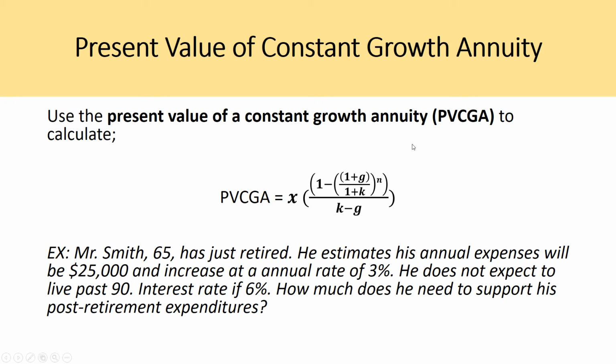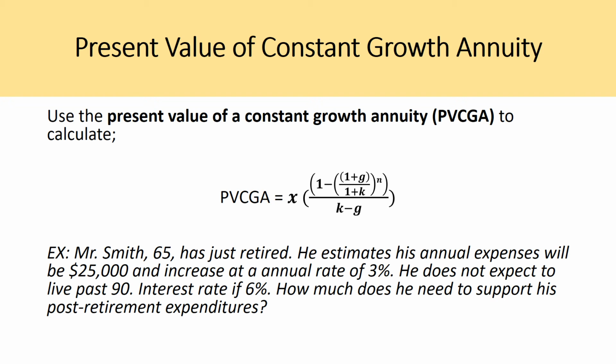So let's look at an example. Mr. Smith, he's 65 years old, has just retired. He estimates his annual expenses will be $25,000 and increase at an annual rate of 3%. He does not expect to live past 90. So interest rate is 6%. How much does he need to support his post-retirement expenditures?